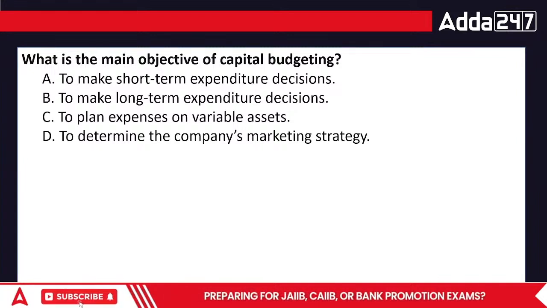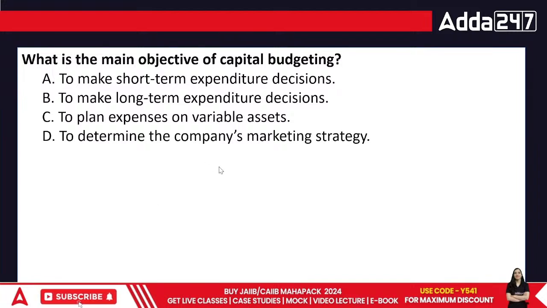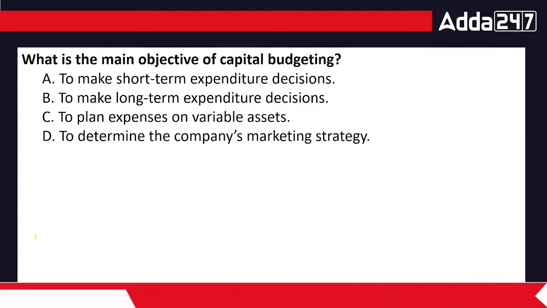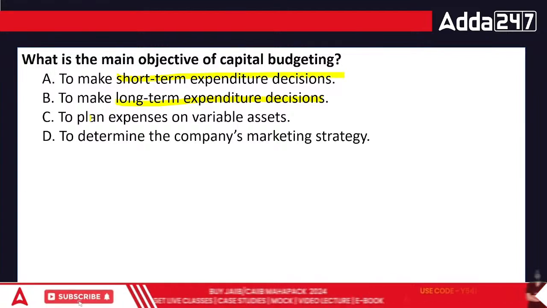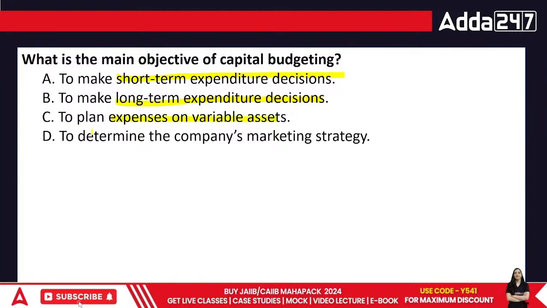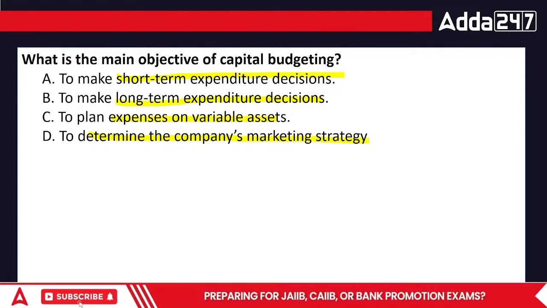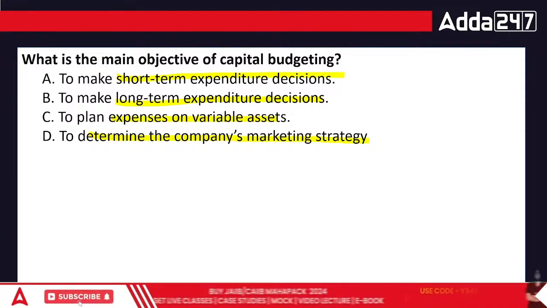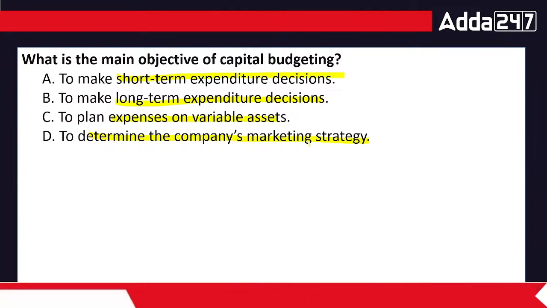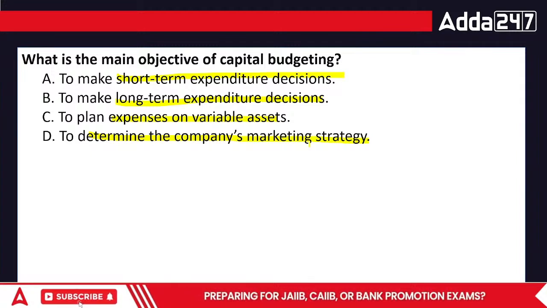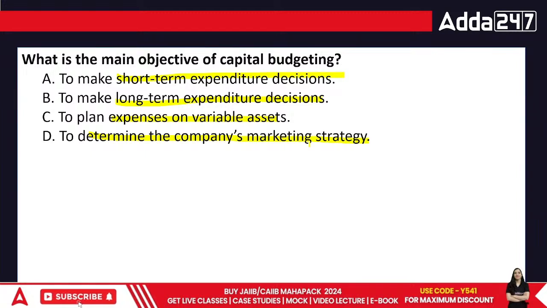Now, this is the first question for you. What is the main objective of capital budgeting? To make short-term expenditures, to make long-term expenditures, to plan expense on variable assets, or to determine the capital marketing strategy. Everyone, what is the main purpose of capital budgeting? I think if we talk about capital budgeting, it is decision making. Decision making regarding what, everyone? Decision making regarding buying a capital asset or not.